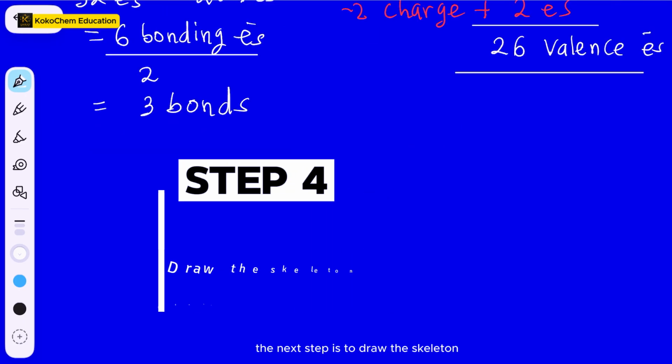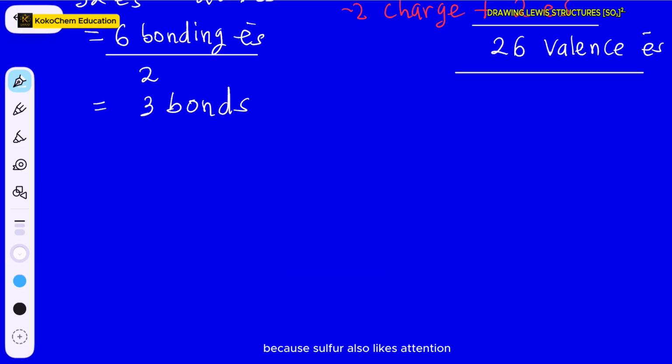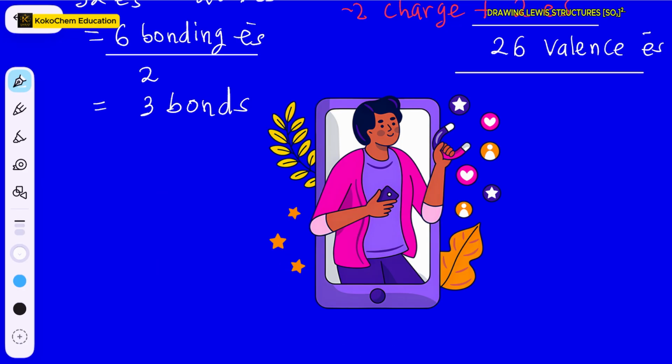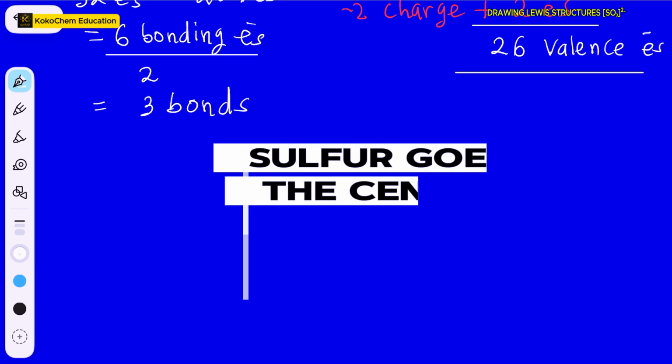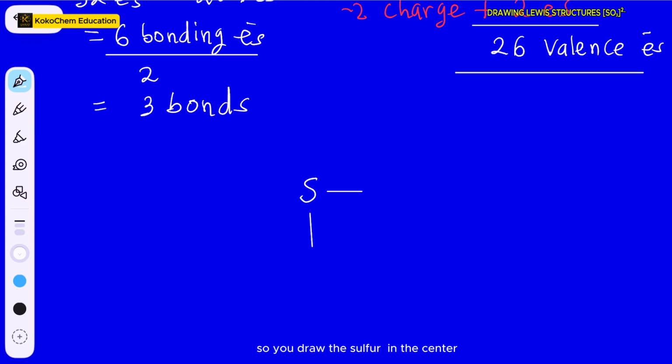The next step is to draw the skeleton. Sulfur goes in the center. Why? Because sulfur also likes attention. It can take multiple bonds and is less electronegative compared to oxygen atoms. So you draw the sulfur in the center, attach 3 single bonds coming out of the sulfur, and attach 1 oxygen to each bond.